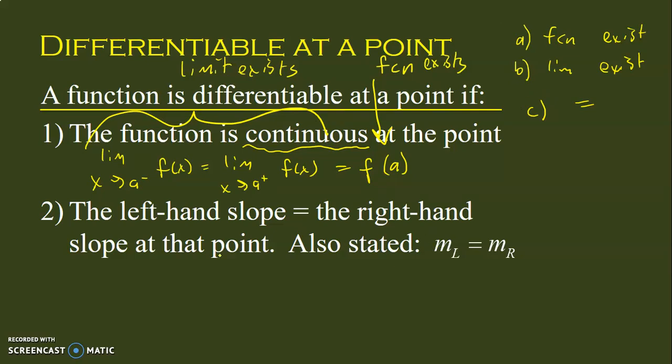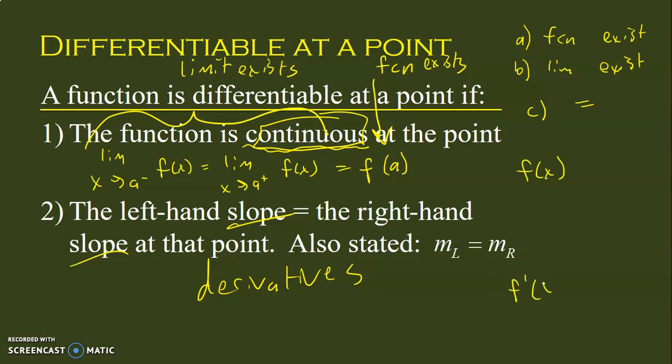And then you check the left-hand slope and the right-hand slope. To look at the slopes, you're going to be looking at the derivatives. So when you're worried about continuity, you're looking at the original function. When you're worried about slopes, you're looking at the derivative. So if a question asks about differentiability, you're probably going to need to look at the original function to check continuity, and then to look at the derivative to check the slopes.